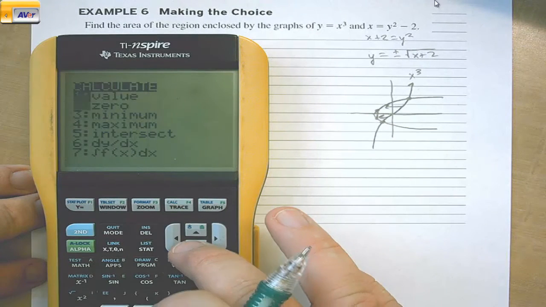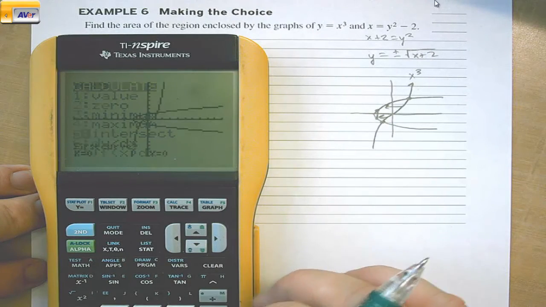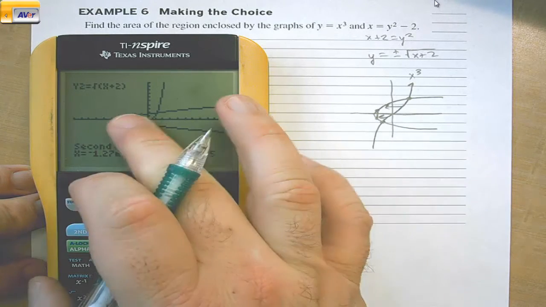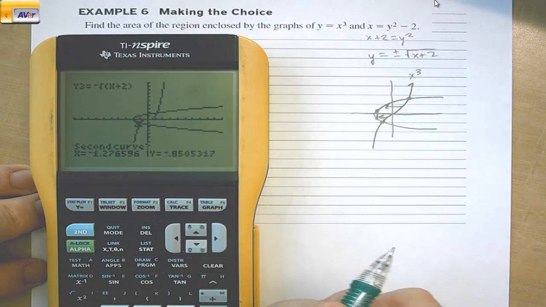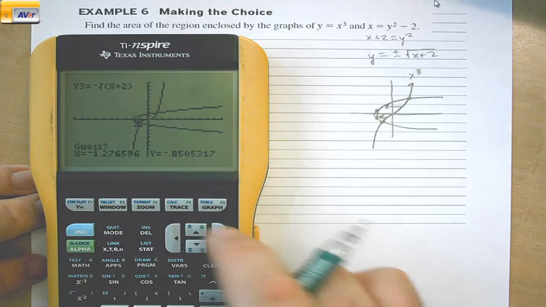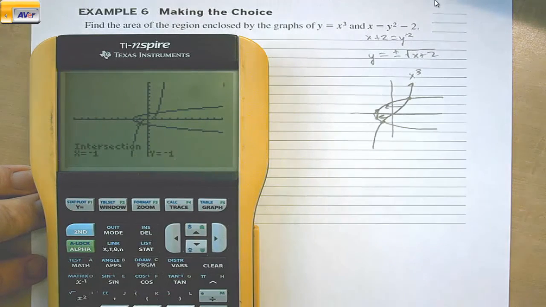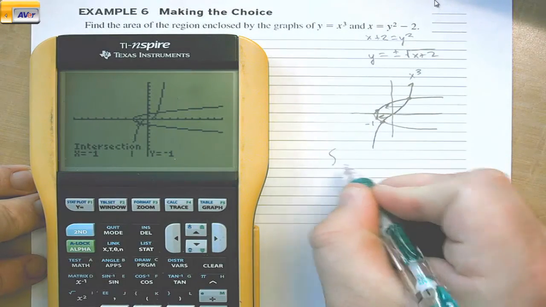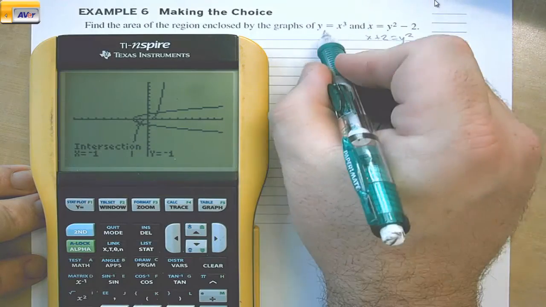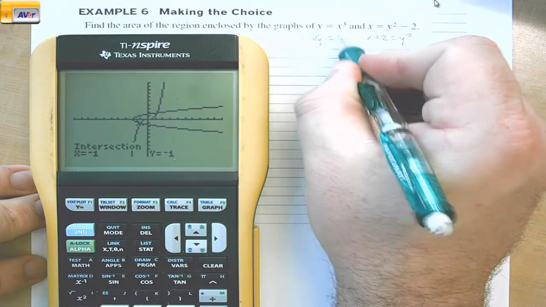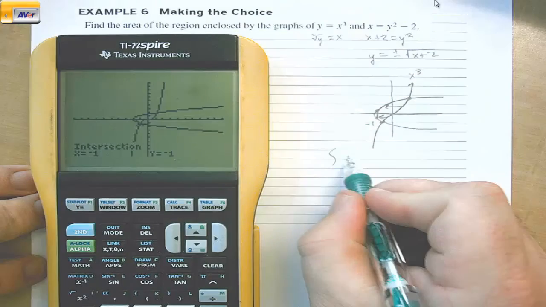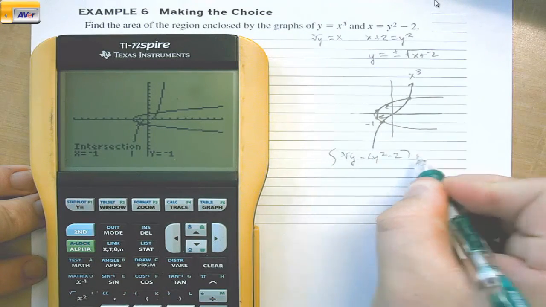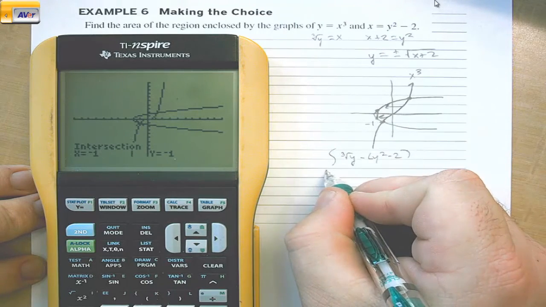So let's do calculate. We want the intersection, and we're going to arrow over to this intersection. We want the x to the third. We don't want that top one. We want the bottom half of the parabola. So we press enter, arrow down to it, press enter, and then we find out that we're integrating from -1. So now we're doing y. We're integrating. We need this to be the third root of y equals x. So that's going to be the right function, third root of y, and then minus y squared minus 2. And we're using y values, so -1, 2.